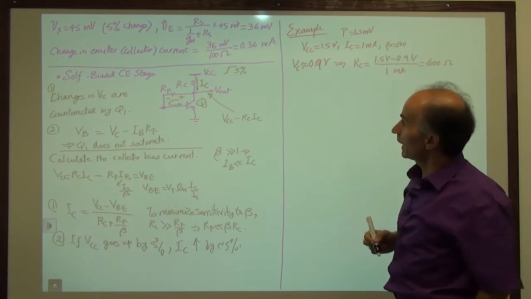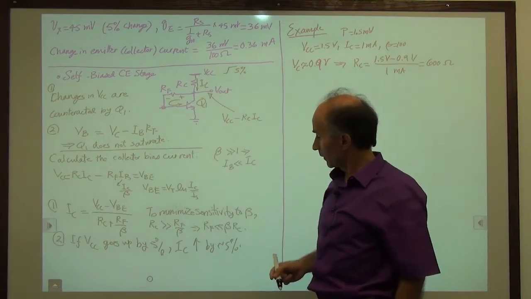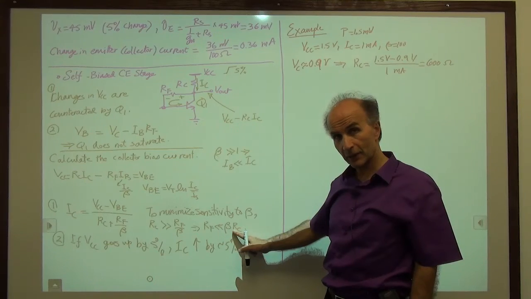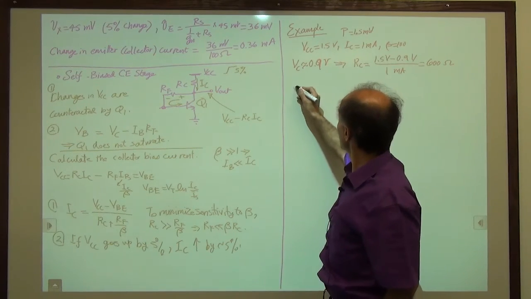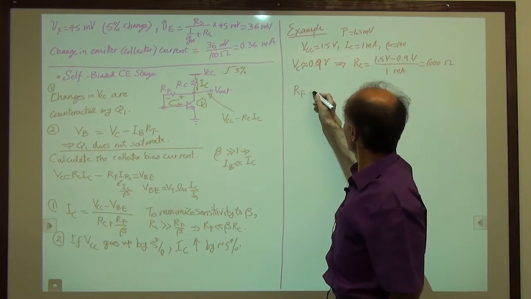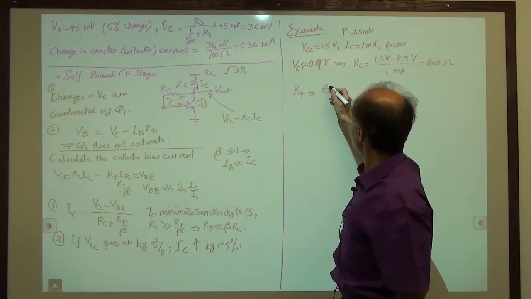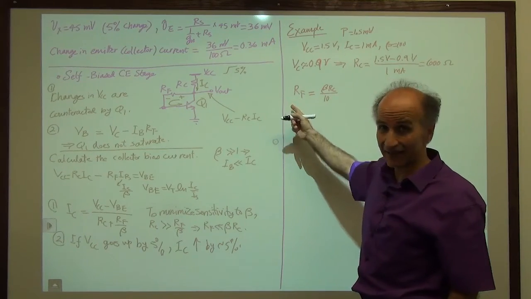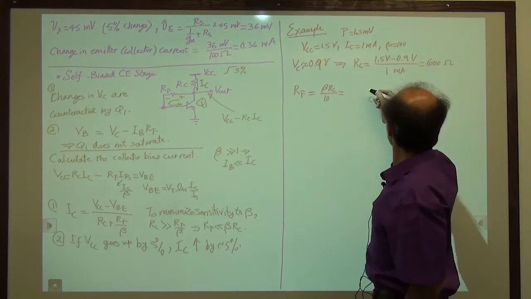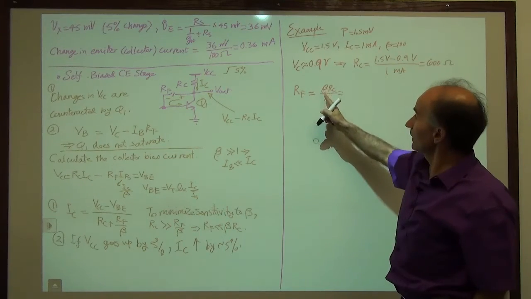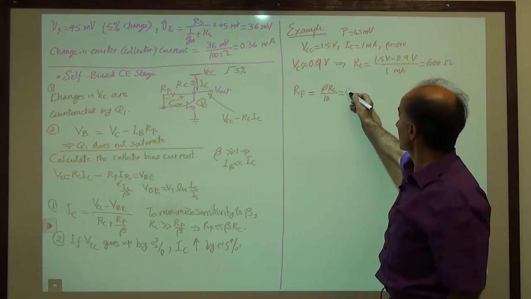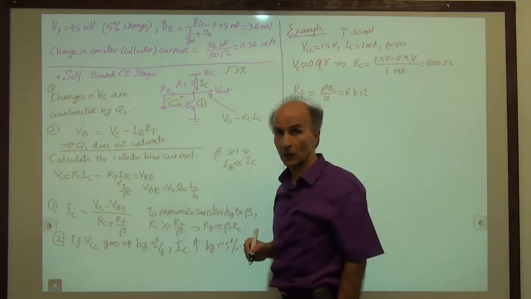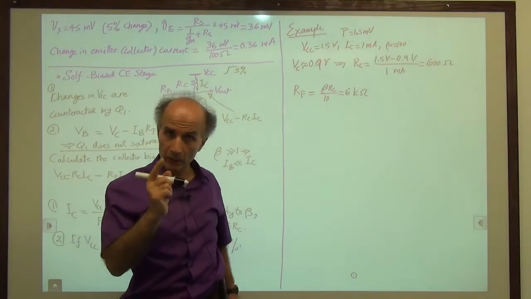All right. How about RF? How do I choose RF? Well, we had some sort of prescription for RF. We said RF should be much less than beta RC. So we choose RF to be approximately equal to beta RC divided by 10, because we want it to be much less. So that's 600 times 100 divided by 10, which gives us 6 kilo ohms. Now let's do a quick check.